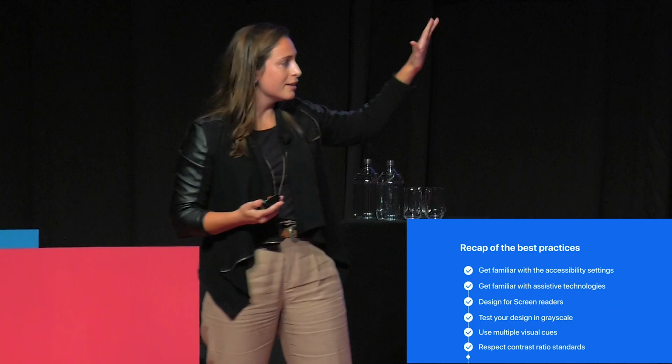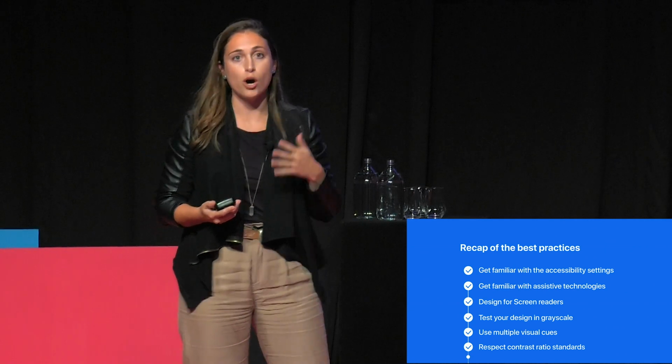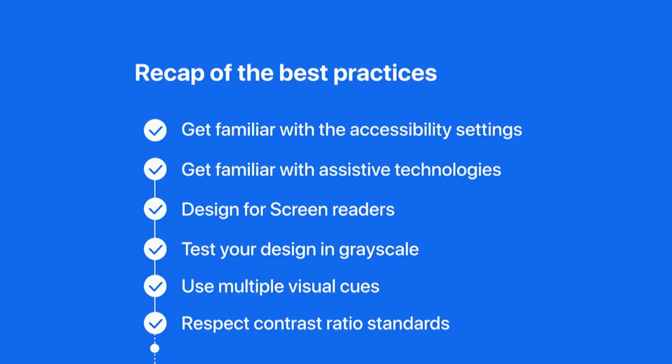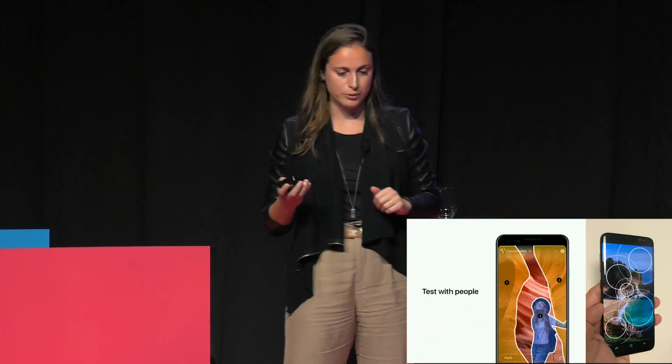So again, getting familiar with the accessibility settings of your products, getting familiar with assistive technologies, design for screen readers, which has been proven to work and improve the use of assistive technologies, and then test your design in grayscale for color perception impairments, and then use multiple visual cues and respect contrast ratio. This is just a really basic list, but again, if we make this right in our products, we're gonna solve most of, I would say, the majority of the bugs that are out there.